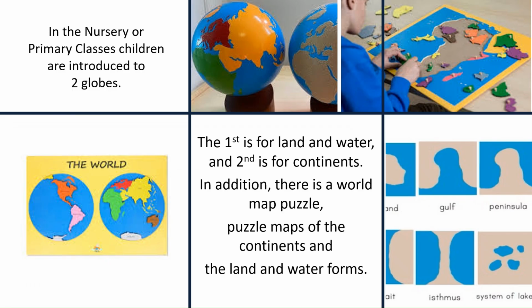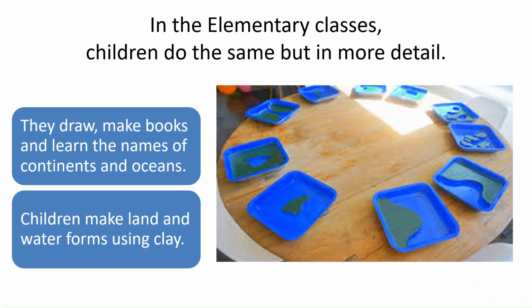In the nursery or primary classes, children are introduced to two globes. The first is for land and water, and the second is for continents. In addition, there is a world map, puzzle maps of the continents, and the land and water forms. In the elementary classes, children do the same, but in more detail. They draw, make books, and learn the names of the continents and oceans. Children make land and water forms using clay.